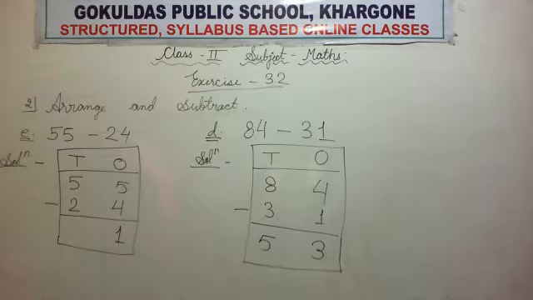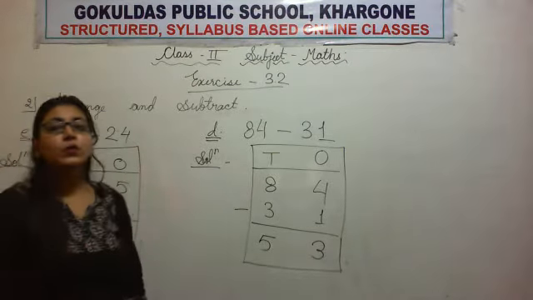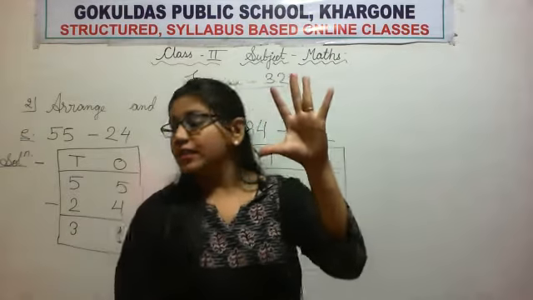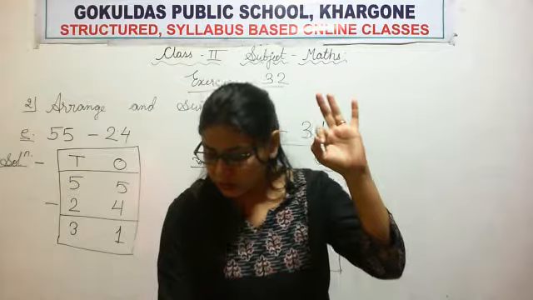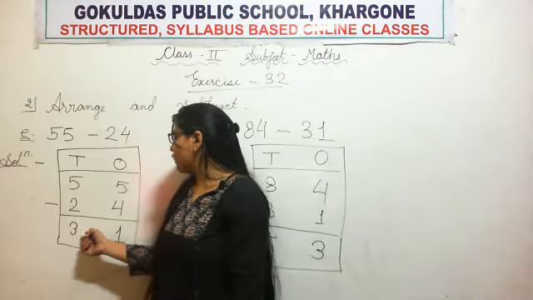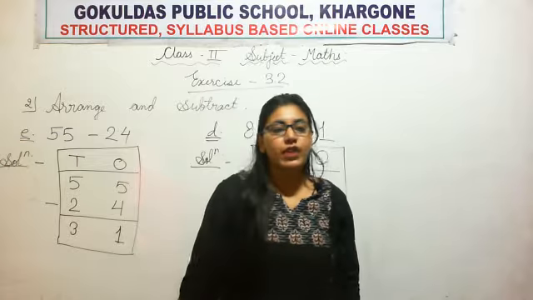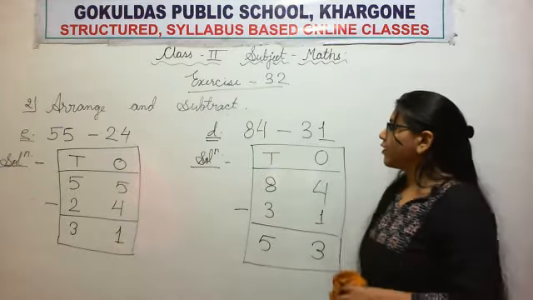Now do tens on your own. Okay, so I hope you got the answer 3. How? 5 fingers, then remove 2 fingers, 3 fingers are left, so we will write the number 3. So 55 minus 24 is equal to 31. So our result, or difference, is 31.